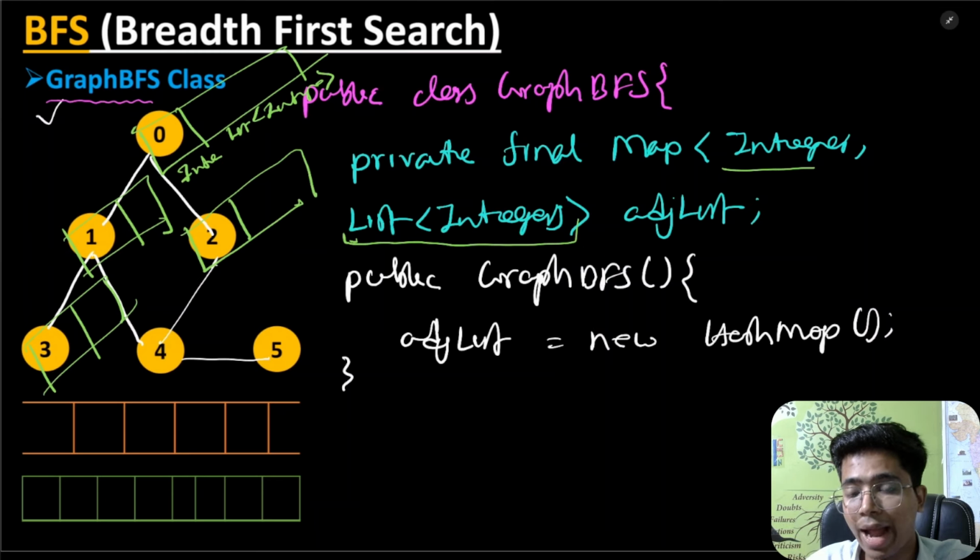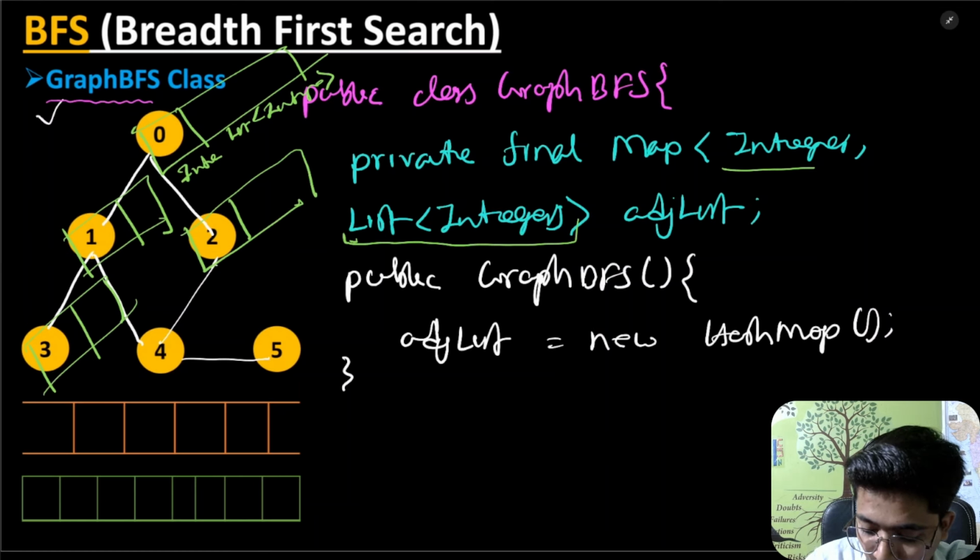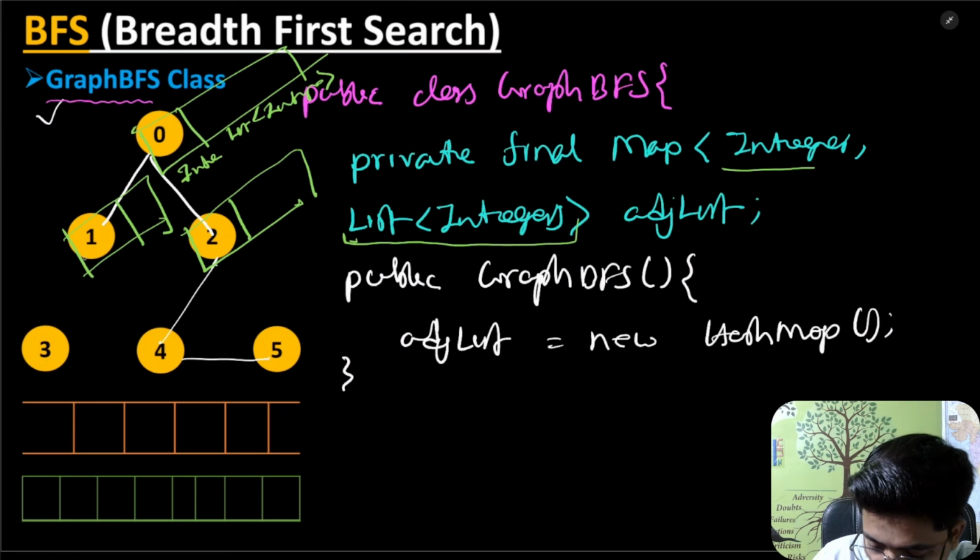Now what to do, we will be adding the edges. Notice now the edges, the edges like this. Now we'll be adding the edges like this. We'll be writing the program to add those edges. So for that, let's write the function public void addEdge.